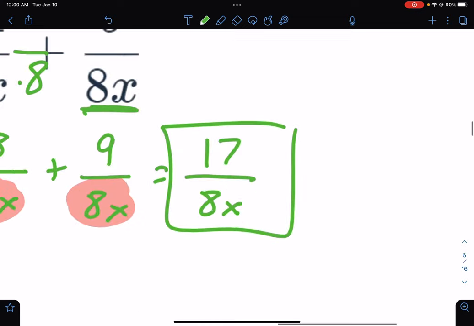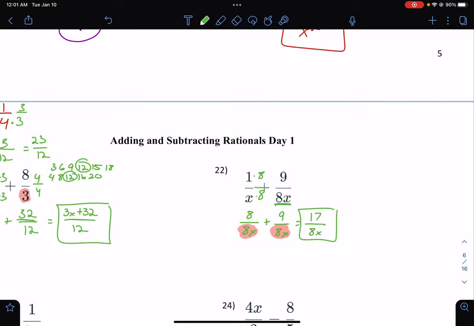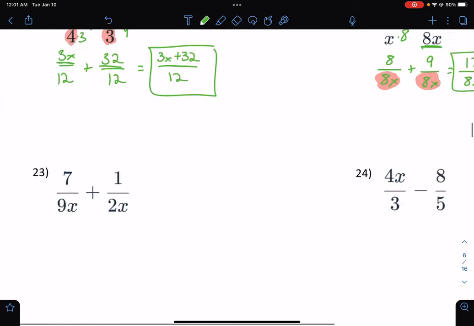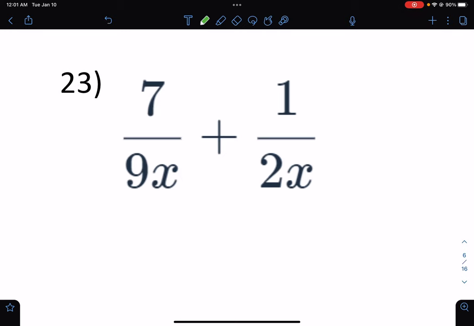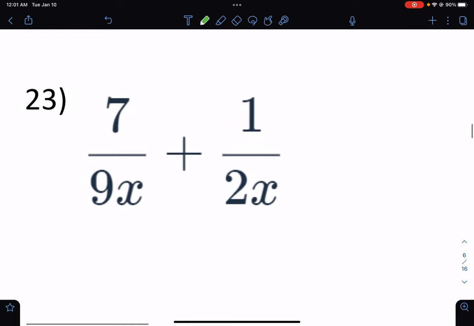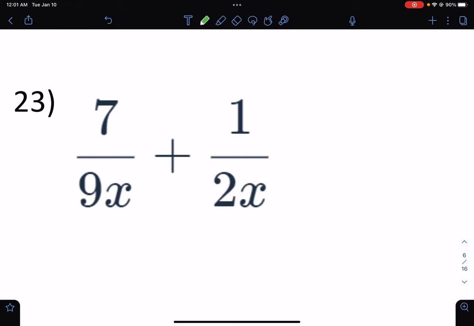Now, you could check to see if you could simplify this further, like 17 divided by 8 or simplify that fraction. But in this case, they don't have any common factors, so you can't do anything with that. All right, next one. So we've got 9x and 2x, all right? They both have an x, so we're good on that end. But we have to think, okay, what could I make out of a 9 and a 2?